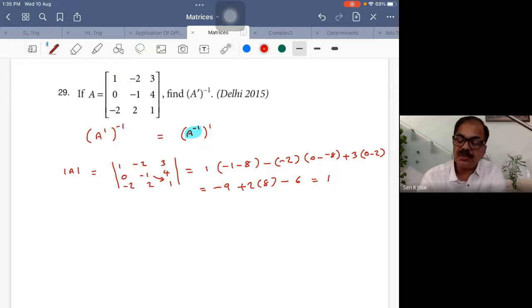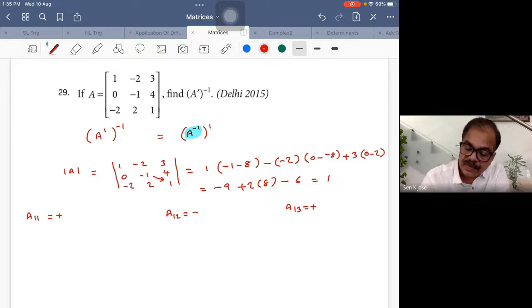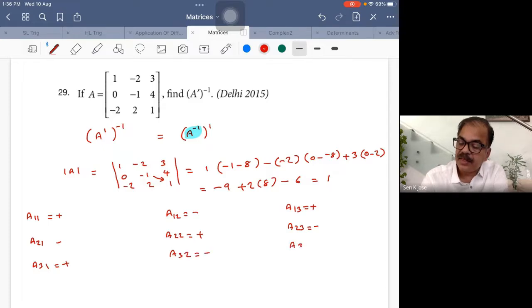Now I'm going to find the cofactors of A. When I find cofactors, I write A11 with plus, then A12 will be minus, then A13 will be plus. A21 will be minus, alternate plus minus. So A22 will be plus, A23 will be minus, A31 will be plus, A32 will be minus, and A33 will be plus. Now I calculate the elements.